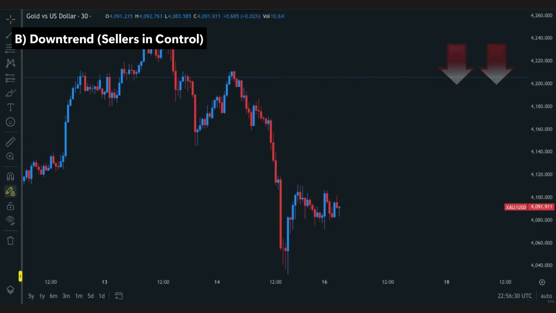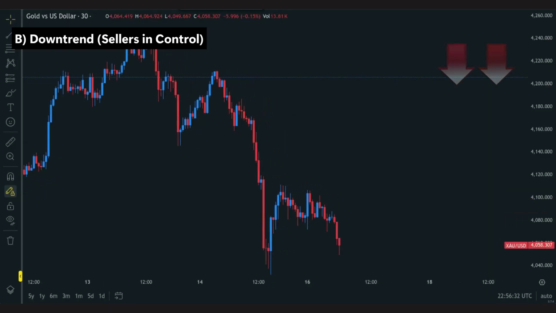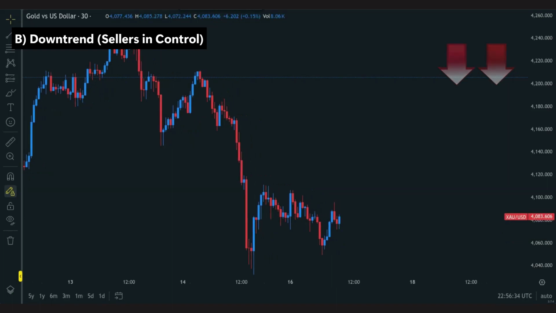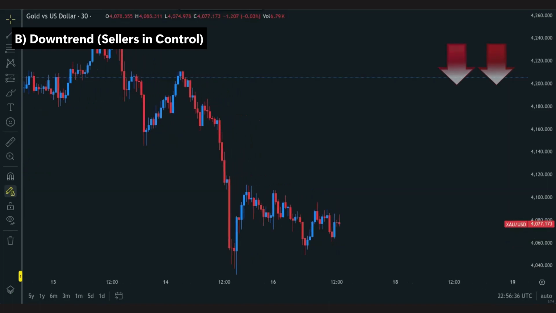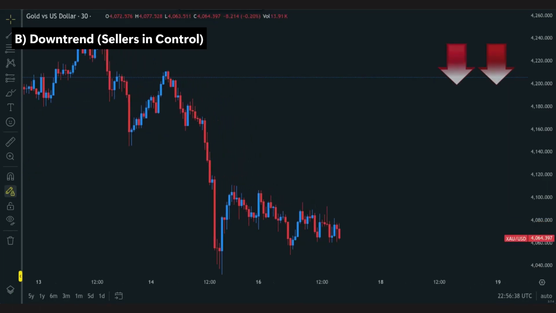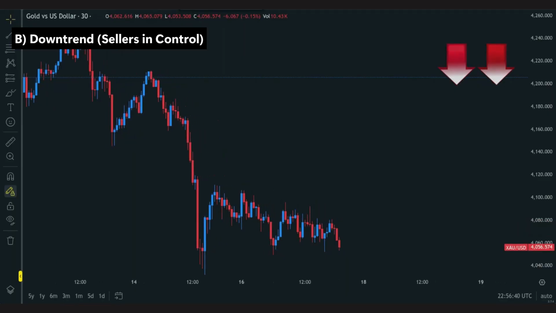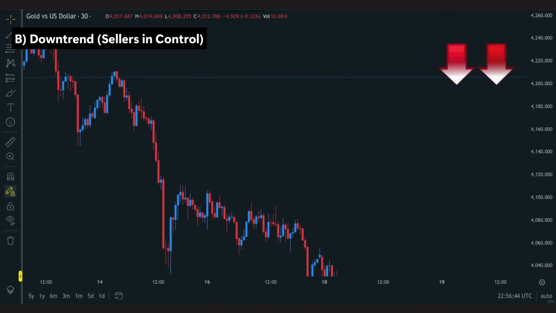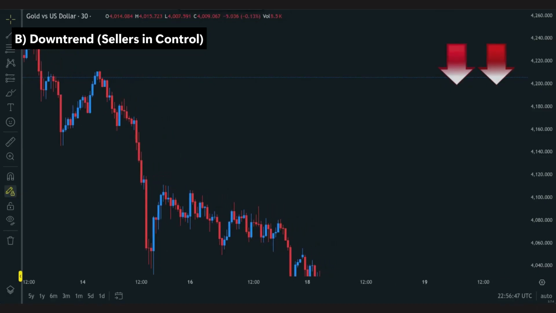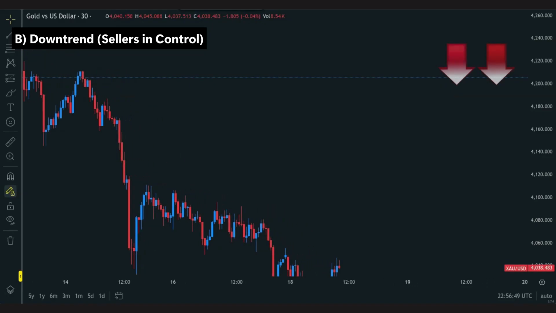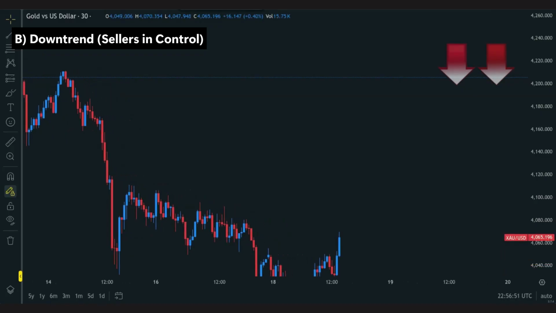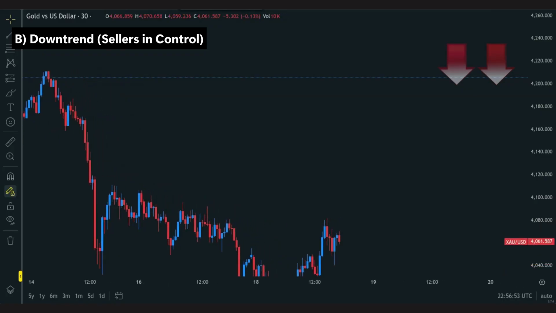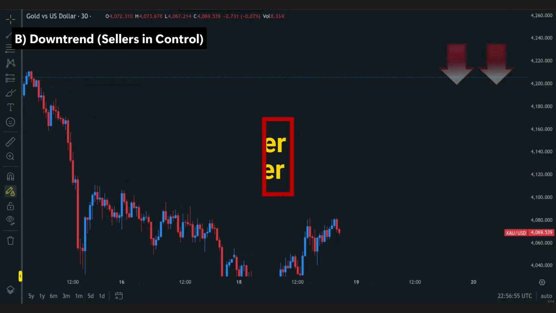This setup is high probability because it aligns trend direction, market structure, momentum, smart money concepts, session timing. Thousands of traders chase breakouts. Professionals wait for retests. The retest is where your confidence lives. The retest is where your clarity lives. The retest is where your probability is highest.